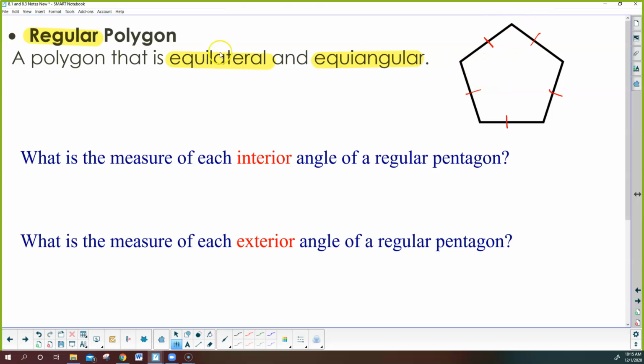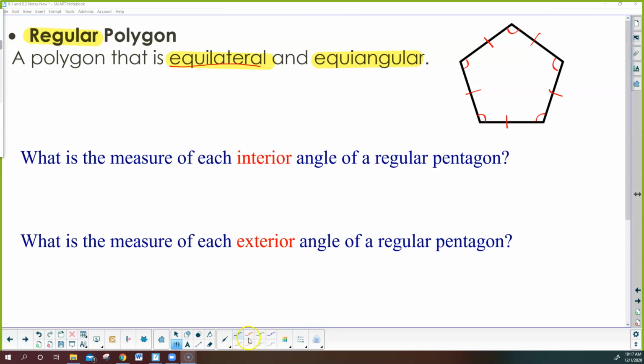So I'll give you guys a second to get caught up here. But notice my congruent markings. Because it's equiangular and equilateral, all the sides are congruent. Because it's equiangular, that means all the interior angles are the same. So I'm going to give you a second to fill this out and see if you can answer these two questions. Given this picture, what is the measure of each one of these interior angles in a regular pentagon? And a pentagon has 5 sides. And then if you get that one, see if you can figure out the measure of each exterior angle.